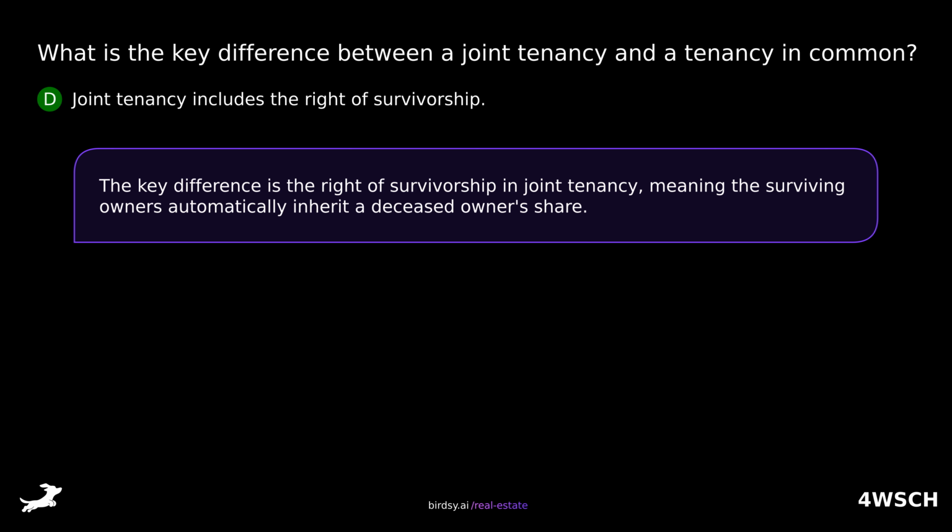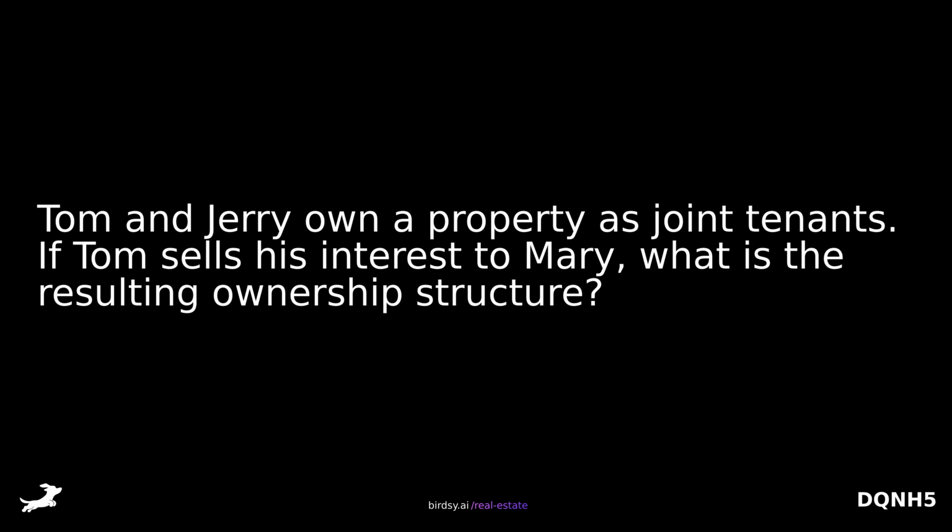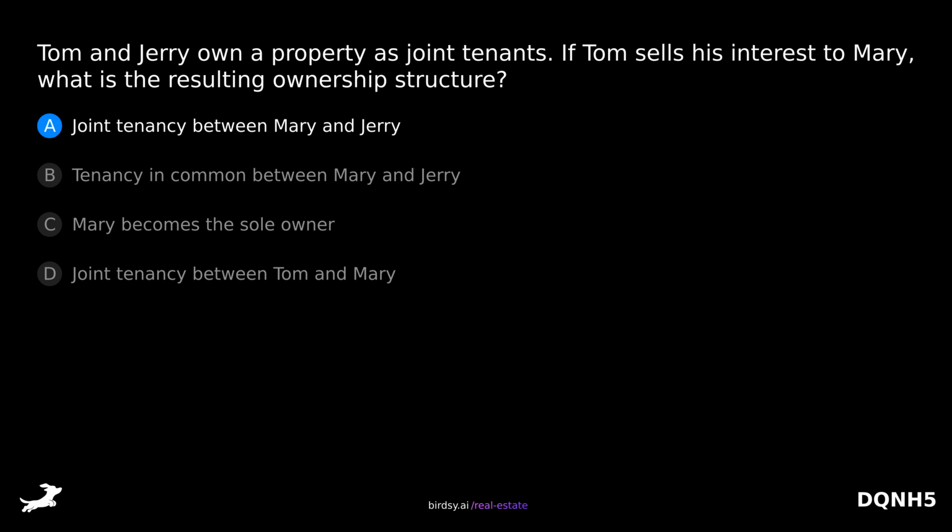The key difference is the right of survivorship in joint tenancy, meaning the surviving owners automatically inherit a deceased owner's share. Tom and Jerry own a property as joint tenants. If Tom sells his interest to Mary, what is the resulting ownership structure? Is it A, joint tenancy between Mary and Jerry? B, tenancy in common between Mary and Jerry? C, Mary becomes the sole owner? Or D, joint tenancy between Tom and Mary?